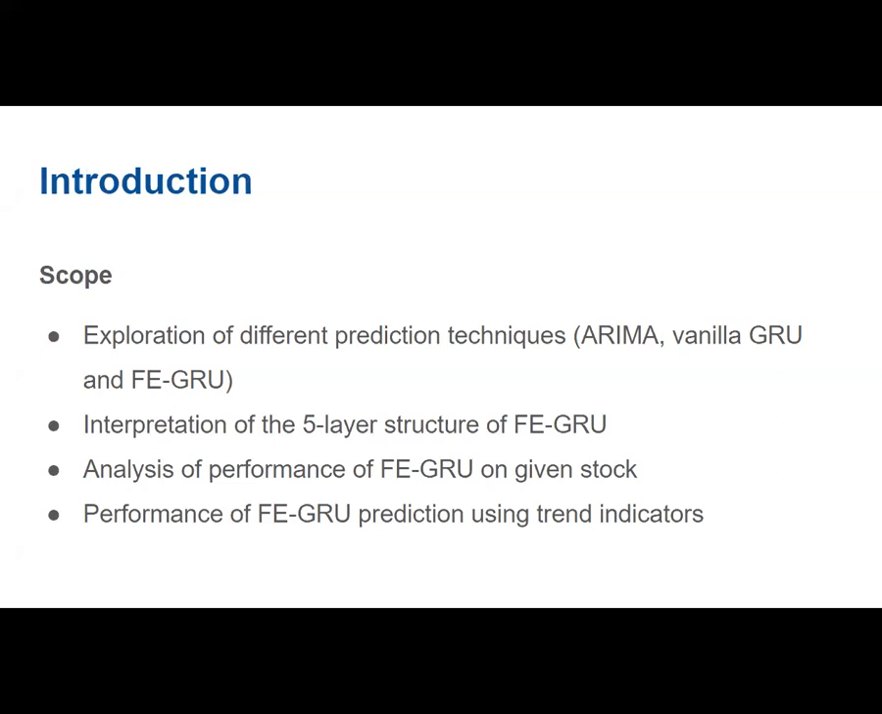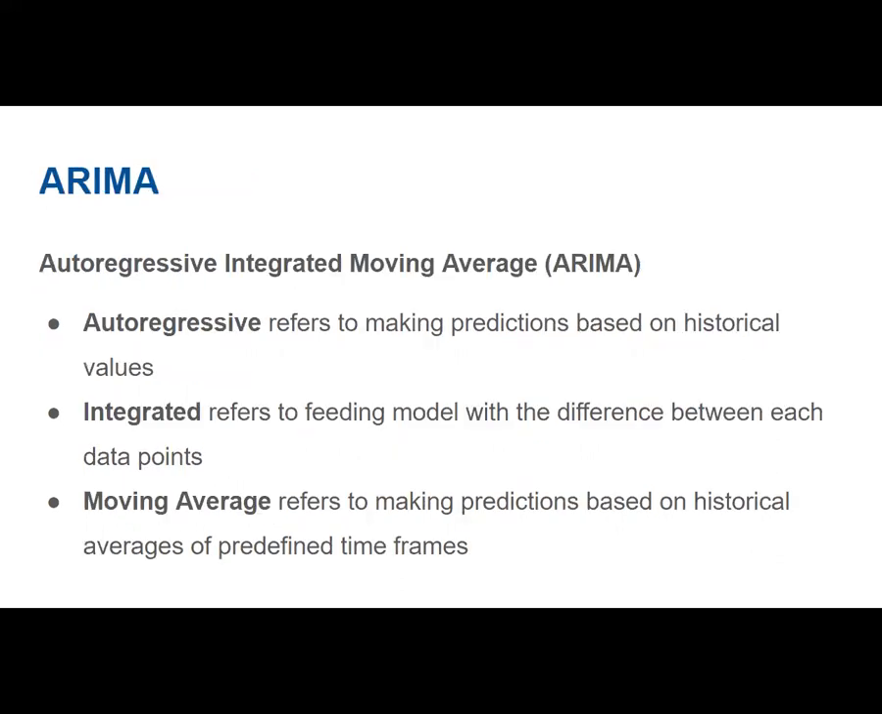In this project, we will be exploring different prediction techniques, including a traditional time series forecasting method, ARIMA, a vanilla GRU, as well as the proposed FE-GRU model. After which, we will be interpreting a 5-layer structure of the FE-GRU. An accuracy analysis will be made thereafter based on an Apple stock, and the prediction will be backtested using a 100K portfolio based on 2 trend indicators, the RSI and MACD.